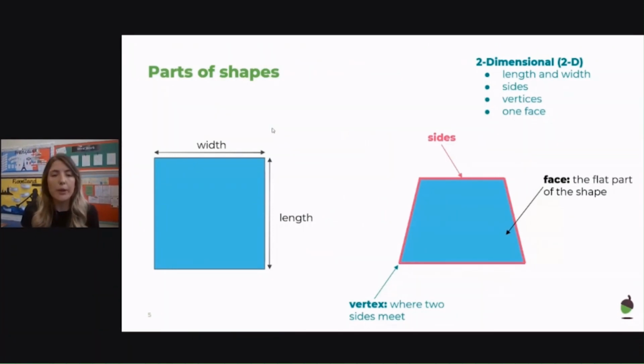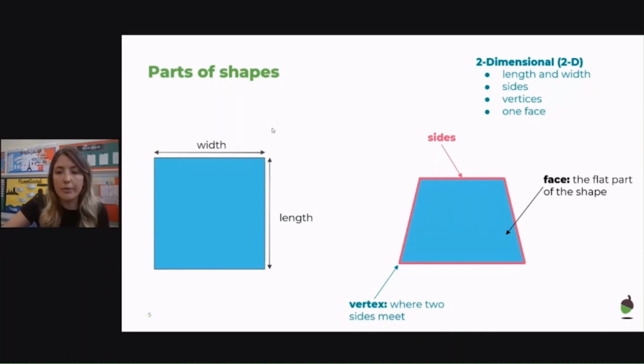Now, first of all, we're going to look at the parts of shape. So we'll start with 2D shapes. 2D shapes are called 2D because they are two-dimensional. They have 2 dimensions that can be measured. You can measure their length and their width. And you can see that on the square that's on the screen. So you can measure the length of the shape and the width of the shape.